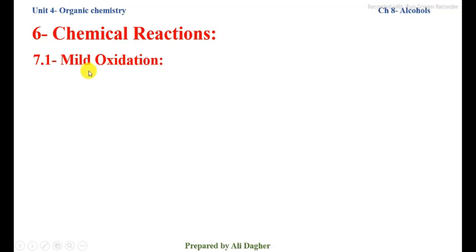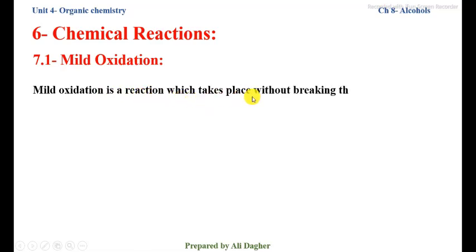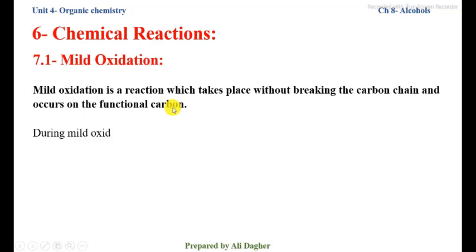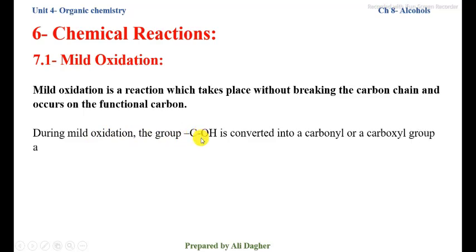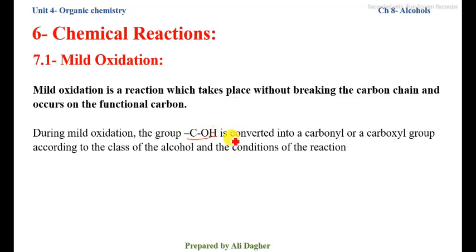First, mild oxidation. What is a mild oxidation? Mild oxidation is a reaction which takes place without breaking the carbon chain and occurs on the functional carbon. That means during the mild oxidation, the hydroxyl group with the functional carbon of the alcohol is converted into a carbonyl group or carboxyl group according to the class of the alcohol and the conditions of the reaction. We will see that later.